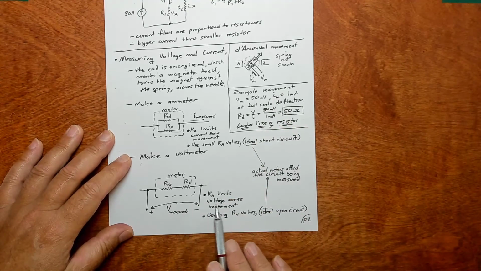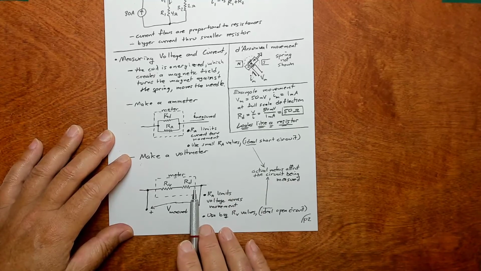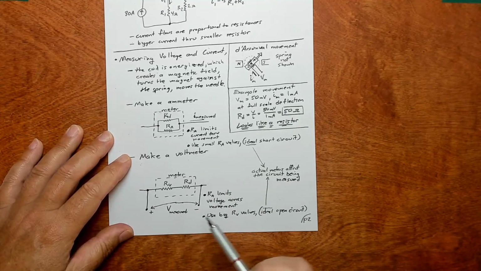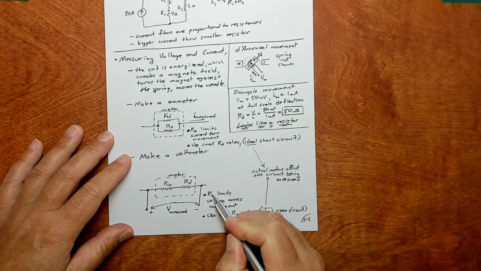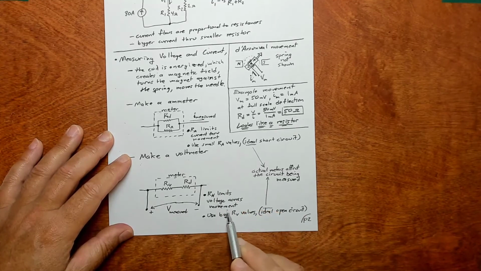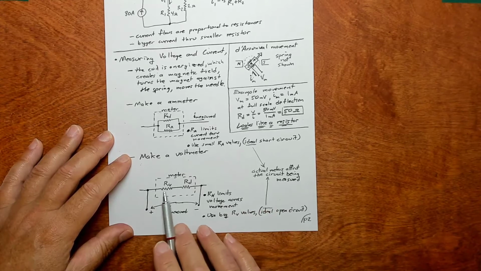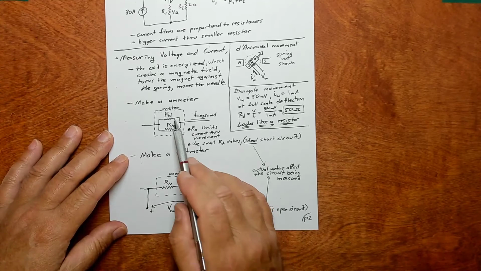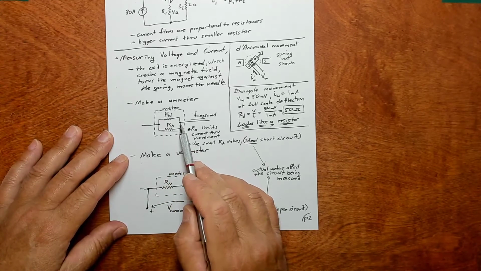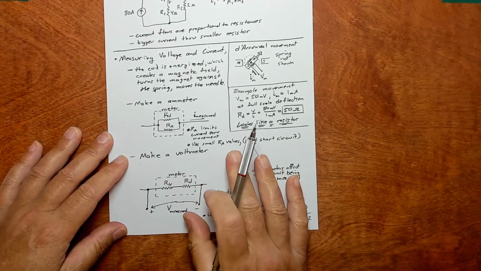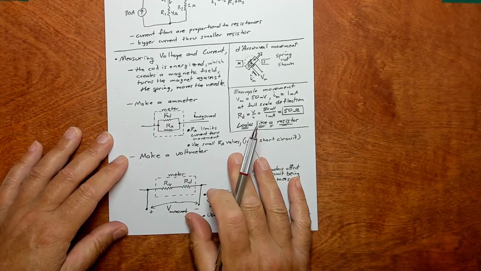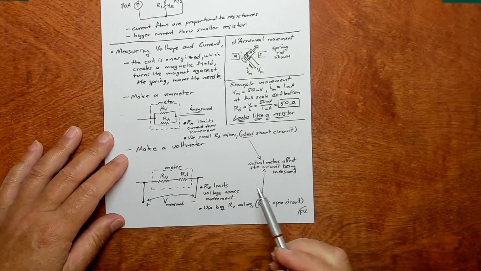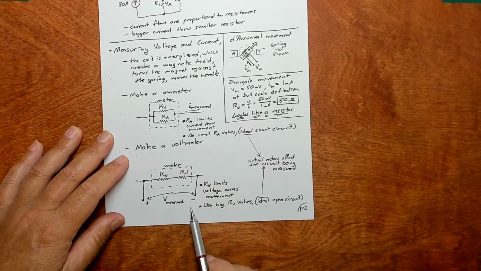Okay, and so R sub A limits the voltage across the movement, right? R sub A, this should be R sub V. R sub V limits the voltage across the movement. It'll take most of the voltage. So this is like a voltage division problem in here, and this is like a current division problem in here. So that's why this stuff is presented in this chapter, really. There are other reasons why it's in here, but that's one of them.